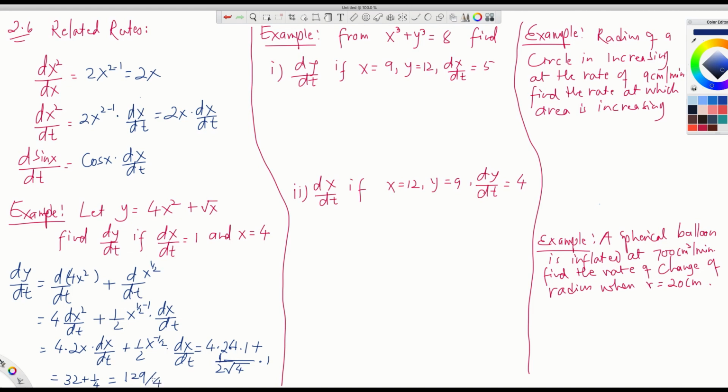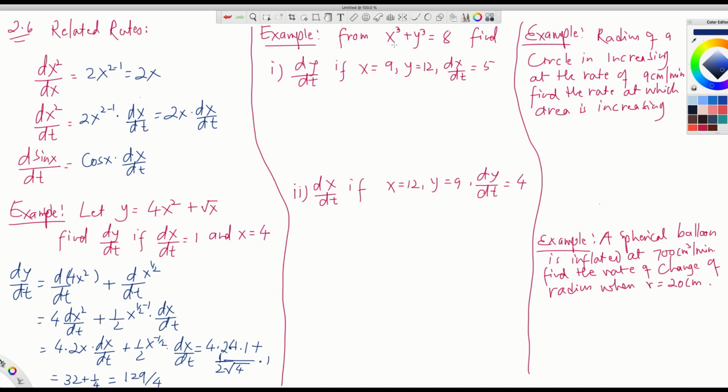So basically your question will have y equals some function of x, but you will have to find the derivative with respect to t, meaning that you will have dy over dt and dx over dt, both terms involved. You will find one, and the other will be given to you.